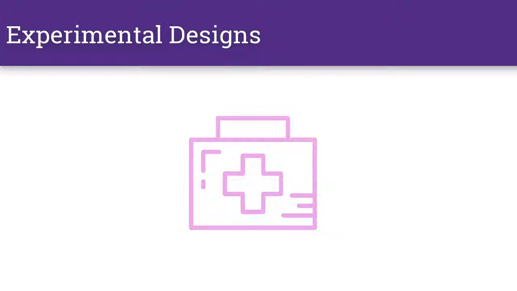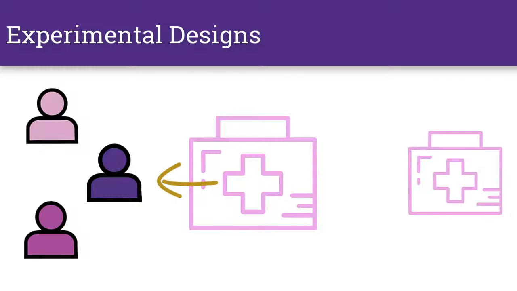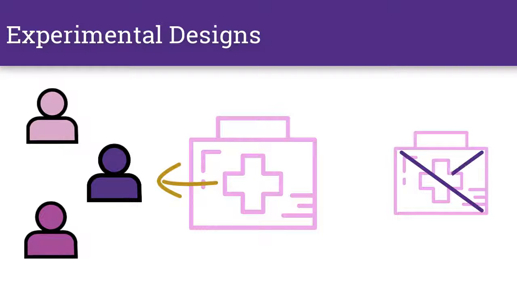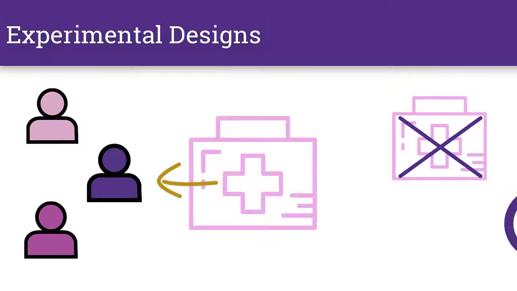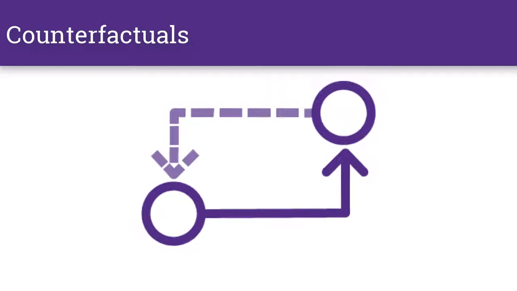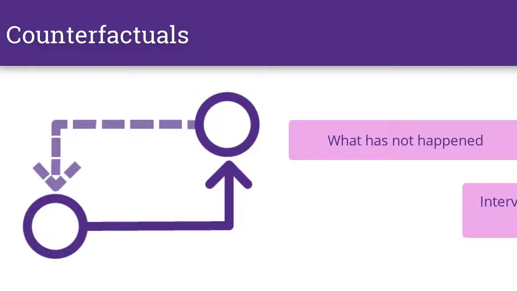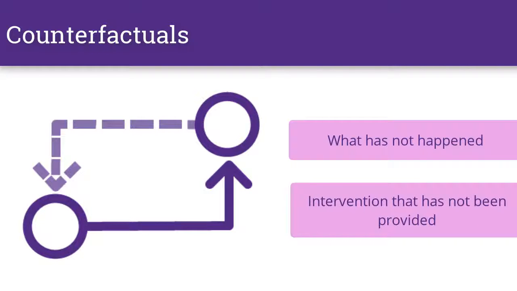An alternate approach is to compare the observed results from subjects who receive the treatment or intervention to the results that you would expect if the intervention had not been implemented, again based on the available evidence. The latter condition is the counterfactual condition. It relates to what has not happened, or in this case, an intervention that has not been provided.